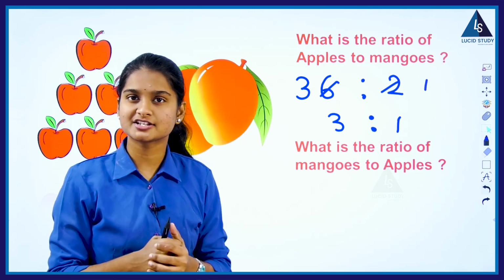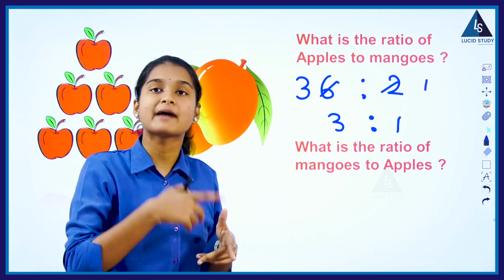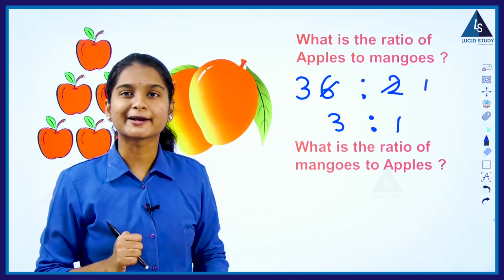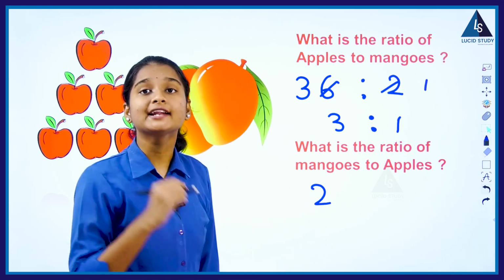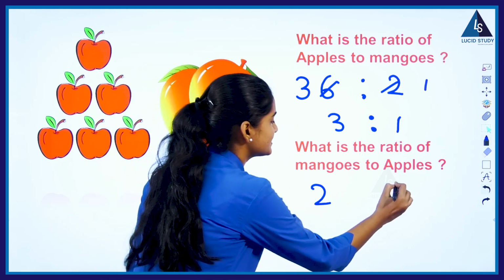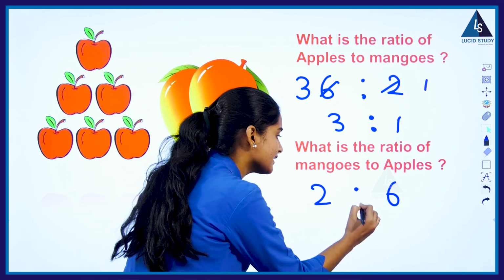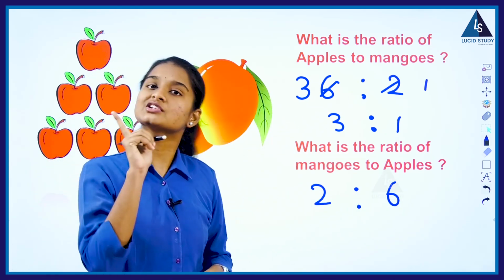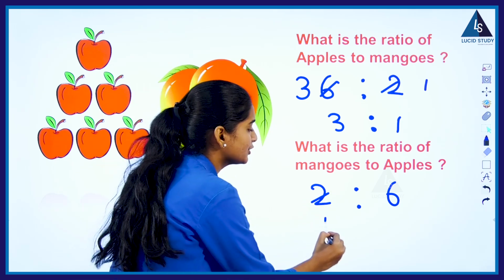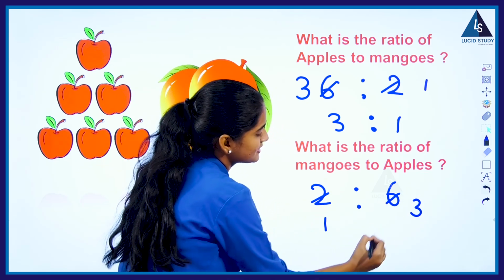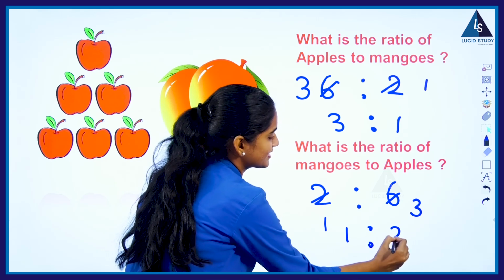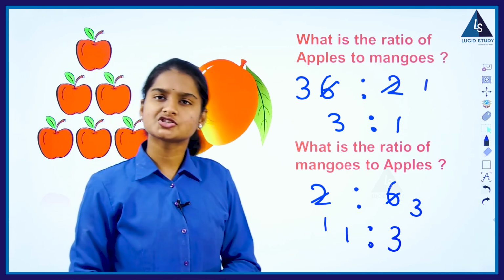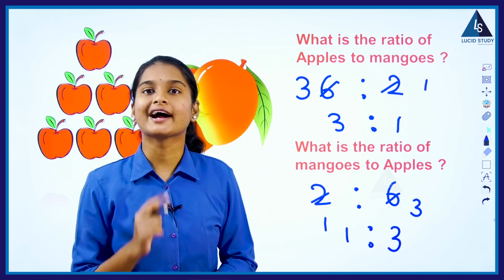Now here is the second question. What is the ratio of mangoes to apples? How many mangoes do we have? We have 2 mangoes. Let us write it. And how many apples do we have? 6 apples. And this is the ratio symbol. Therefore, 2 is to 6. Reduce this to the lowest term now. 2 ones are 2. 2 threes are 6. We get 1 is to 3. So this is the ratio of mangoes to apples. So children, I hope you learned how to write ratios.